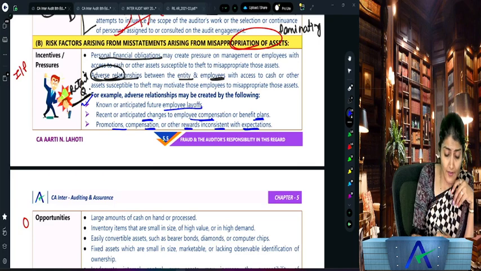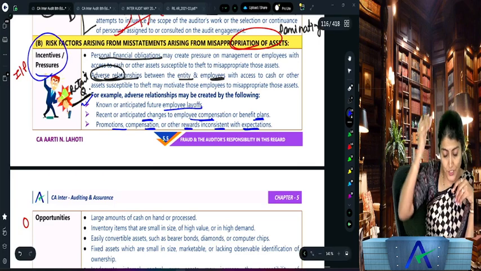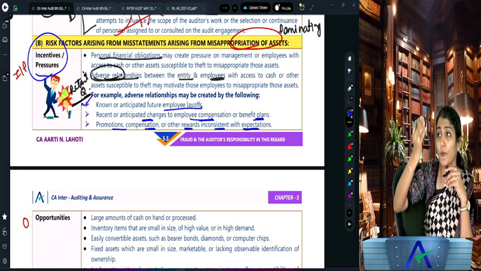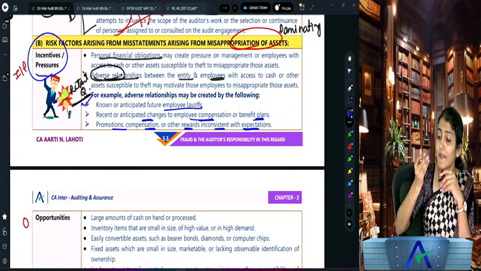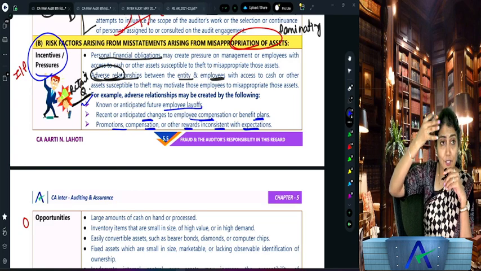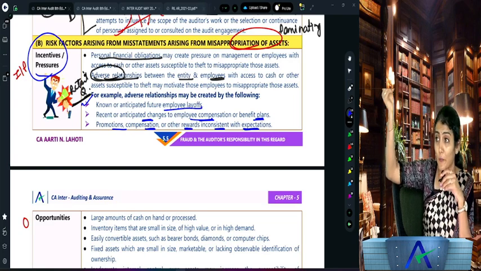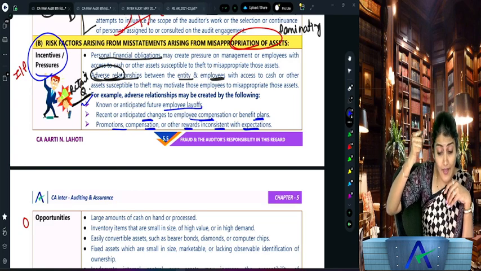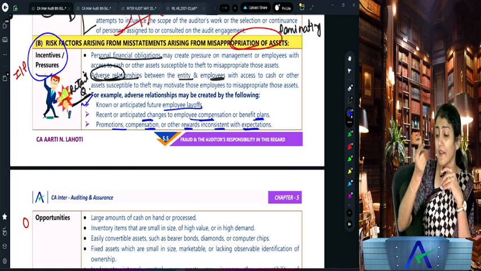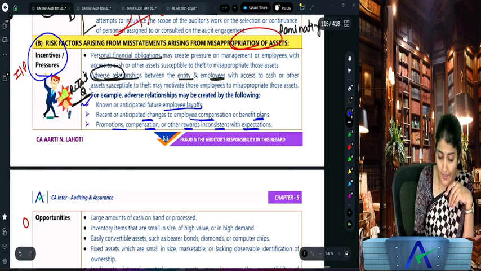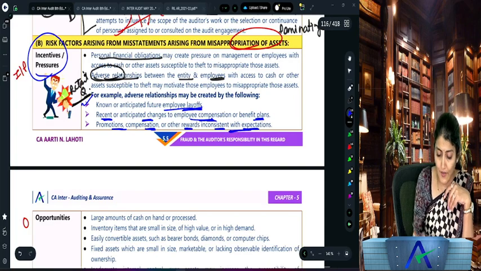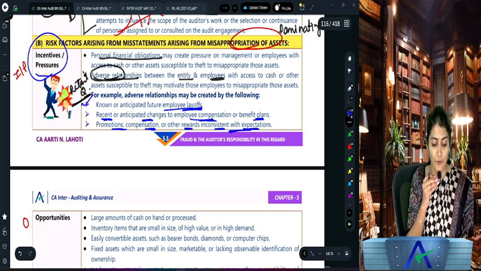So what does it say? The incentive or the pressure. Why is there an incentive to misappropriate the asset? One, I told you, medical treatment expenditure. So that's the personal financial obligation, right? Second, there is an adverse relationship. Why is there an adverse relationship? Anticipated employee layoff or employee compensation changes made recently, or the promotions and compensations are inconsistent with the expectations.